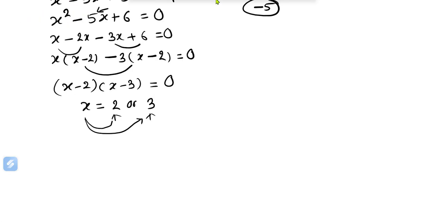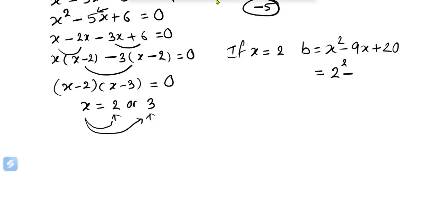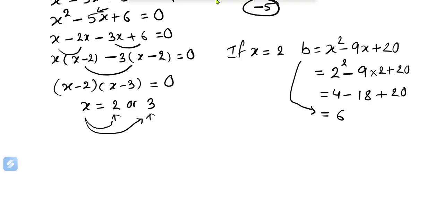Let's check. Now here if the value of x is 2, let's see, b is x squared minus 9x plus 20. See, the value of b is 2 squared minus 9 times 2 plus 20, 4 minus 18 plus 20, which is simply 6. That means the value of b is 6, an even integer, when the value of x is 2. So this is a true condition.